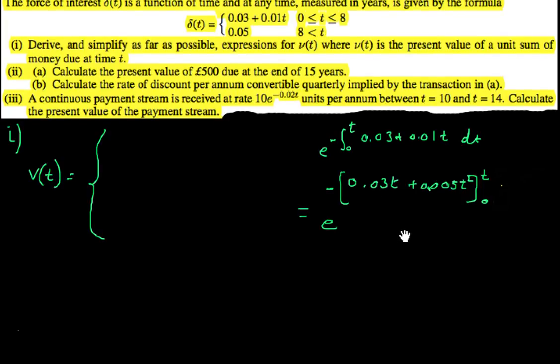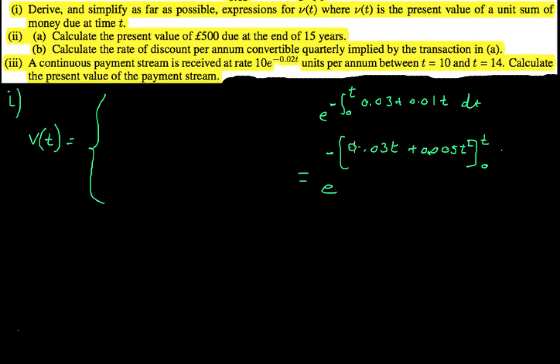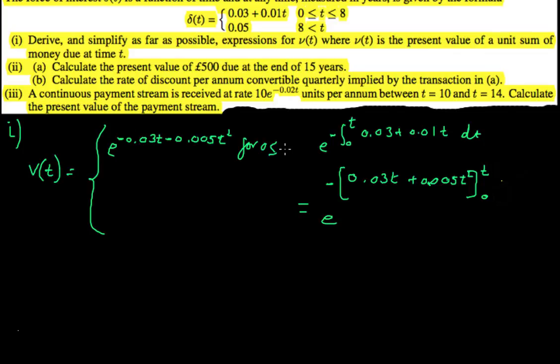So what's the next bit that we've got? Well, we just need to sub in t, so all the t's will remain the same, and then we minus when we sub in 0, and that'll all become 0. So there's really just that negative out the front, which will be e to the negative 0.03t minus 0.005 t squared, and that is for when 0 is less than or equal to t, which is less than or equal to 8. Okay, and so that's what we've got.